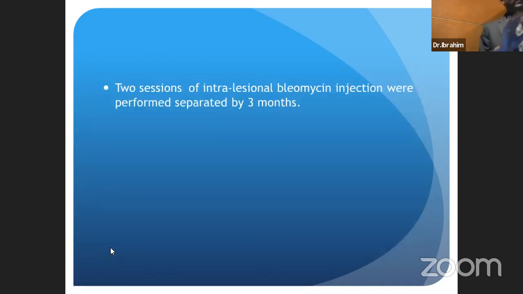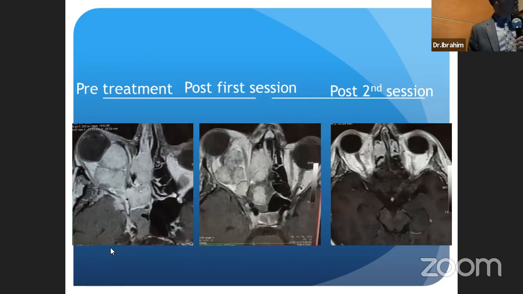So this patient underwent two sessions of bleomycin injection into the tumor, and that was done purposely. We treated the anterior aspect of the tumor first, shrank that, and then we treated the more posterior aspect next to the apex of the orbit, and that's how things looked. So this is how he looked before treatment, after the first session, and after the last session. This patient had a dramatic improvement with only two sessions.